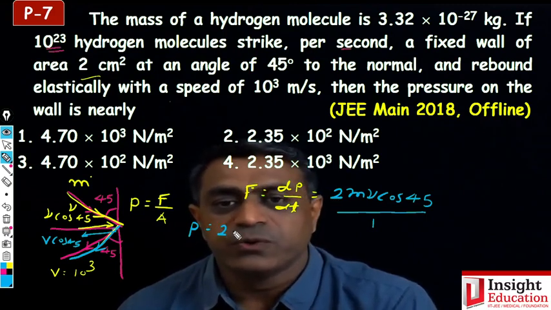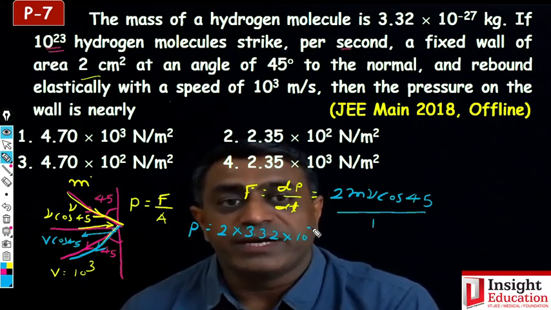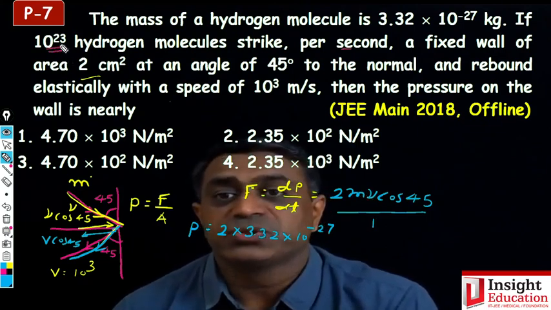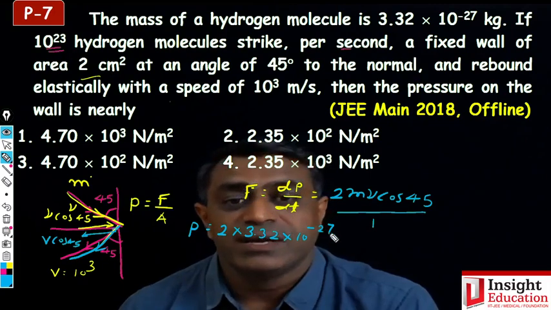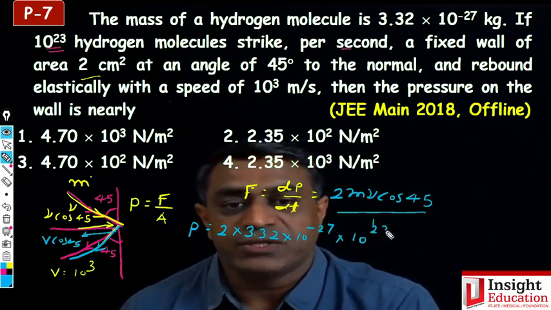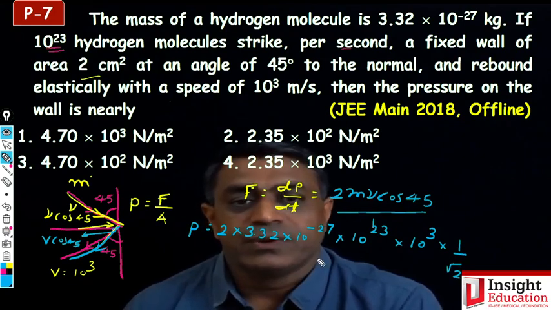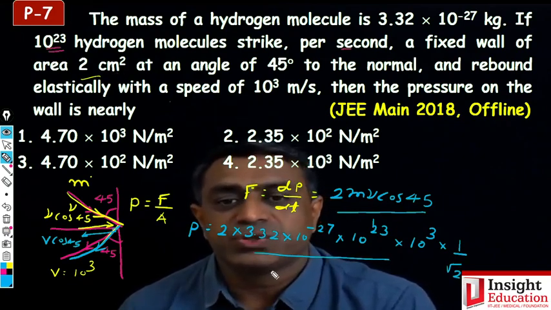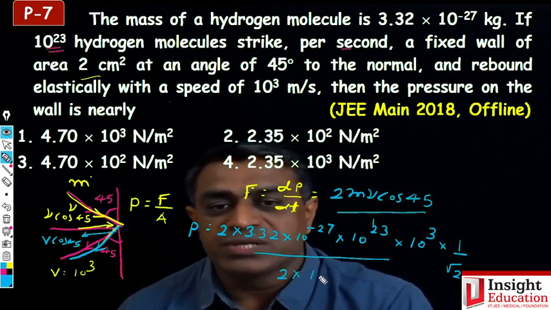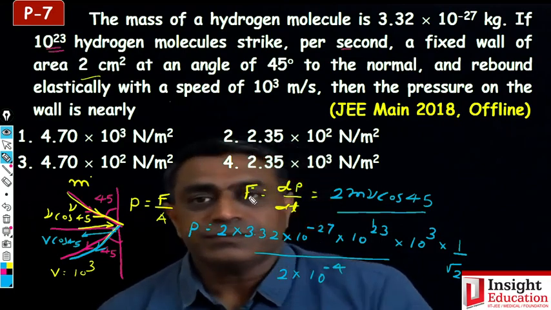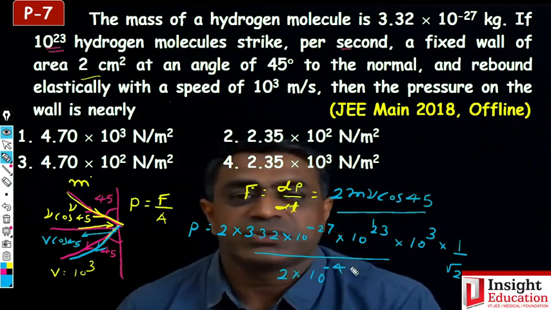આ કેટલું આવશે તો કે 2 into mass of the hydrogen 3.32 into 10 raised to minus 27. So this is for one molecule. Actually 10 raised to 23 hydrogen molecules strike per second. So multiply it by 10 raised to 23 into velocity is 10 raised to 3, cos 45, okay, 1 upon root 2, divided by area. So area is 2 centimeter square. Answer should be in meter square. So 2 into 10 raised to minus 4, so 10 raised to minus 2 whole square, 10 raised to minus 4.